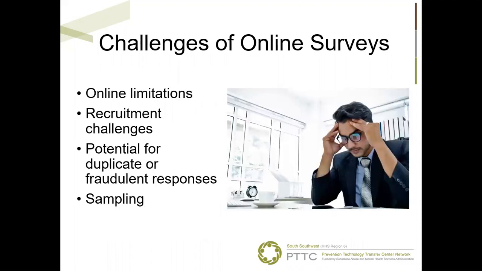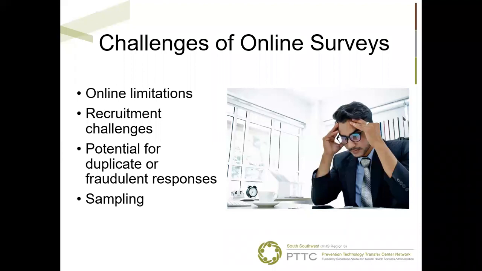There are challenges. There are online limitations. Not everybody may have access to a device. And depending upon the data that you're gathering, now there's a lot of access, but let's say we were doing a survey with people in the homeless population. It may be more challenging to recruit and to have access to online. So recruitment challenges many times. How do you advertise this? How do you get it out to people?